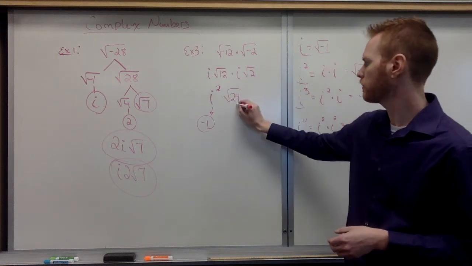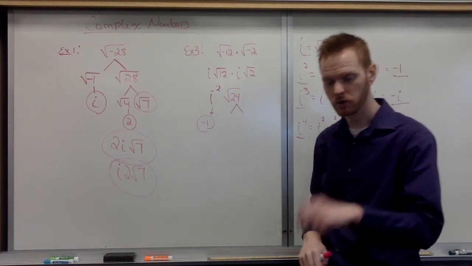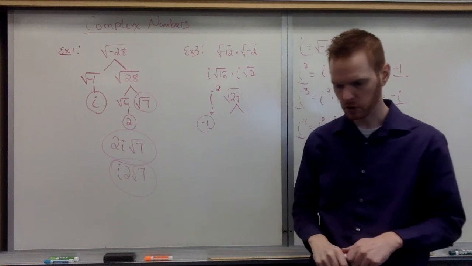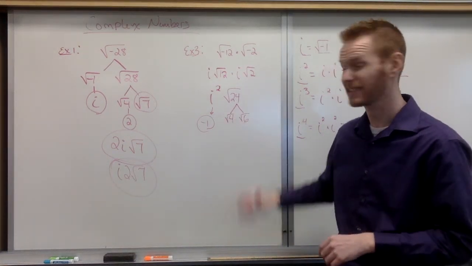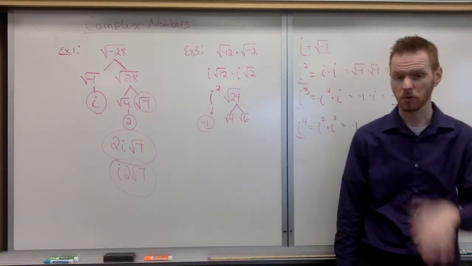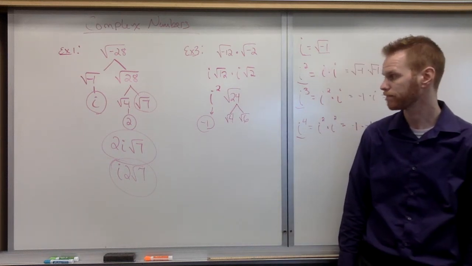Now, square root of 24, I'm going to break it down to 2 factors, one of them being a perfect square, and I believe that's going to be what? 4 and 6 for those guys. Okay, square root of 4 times square root of 6.